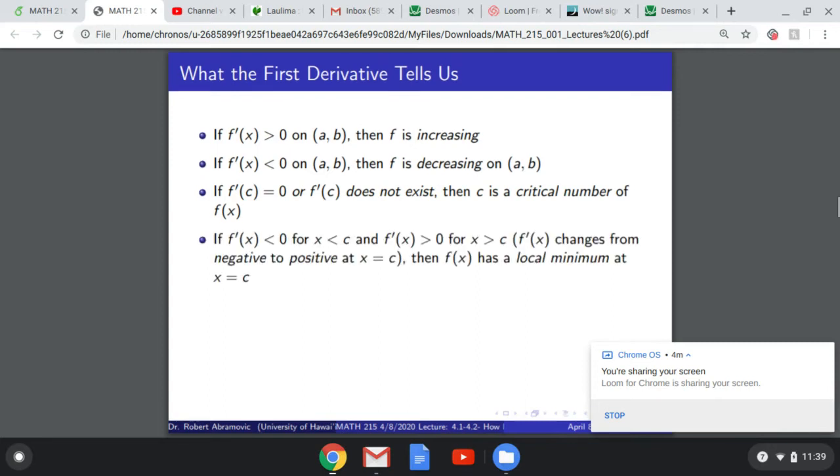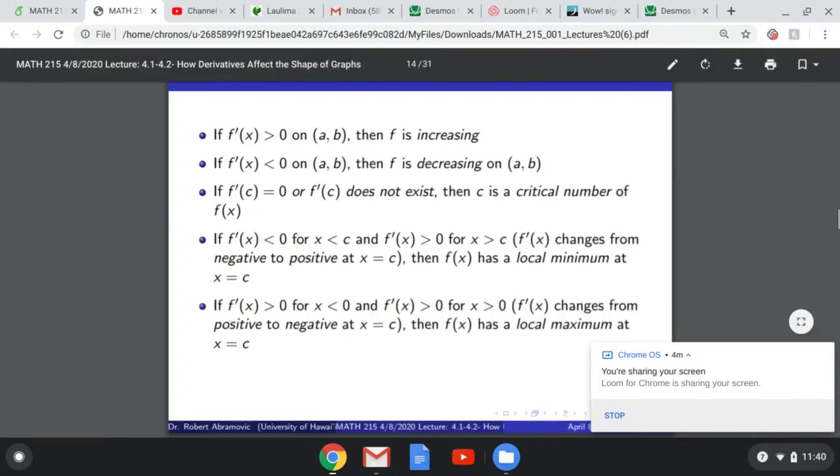c is for critical. If f prime of x is less than 0 for x less than c, and f prime of x is larger than 0 for x larger than c, f prime of x changes from negative to positive at x equal to c, then f of x has a local minimum at x equal to c. So this means, right, if you were going to the bottom of the valley, what would you do? You would go down, and we'll see later on, f prime being negative corresponds to decreasing, and f prime being positive corresponds to increasing. If you go down from the top of the hill to the bottom of the valley, your height is first decreasing, and then it's increasing. Height changes, equivalently, the derivative changes from negative to positive.